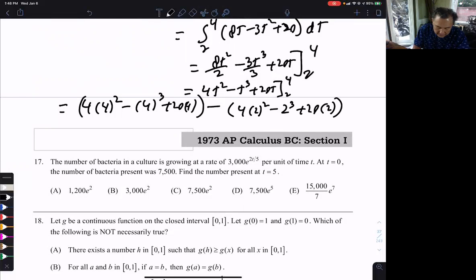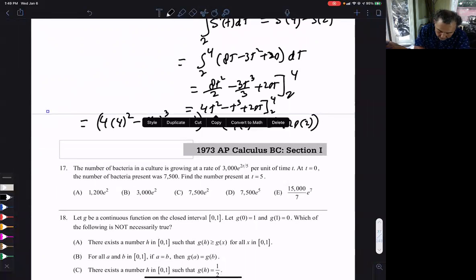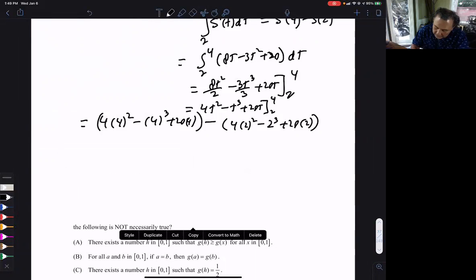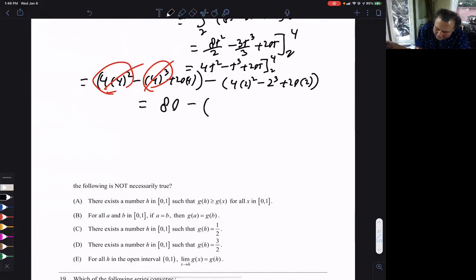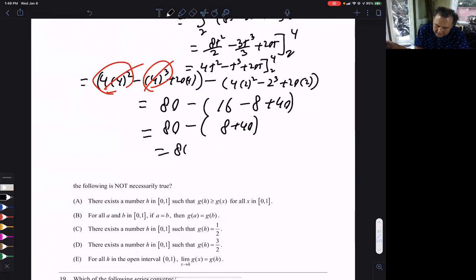And now it's just arithmetic. Okay, I'm happy. This is 4 cubed, that's 4 cubed, that cancels. I'm left with 80 minus, that's going to be 16 minus 8 plus 40. I think I remember why this wasn't recorded. I think I messed up so badly that I just didn't do that. That's going to be 8 plus 40. That's going to be 48.